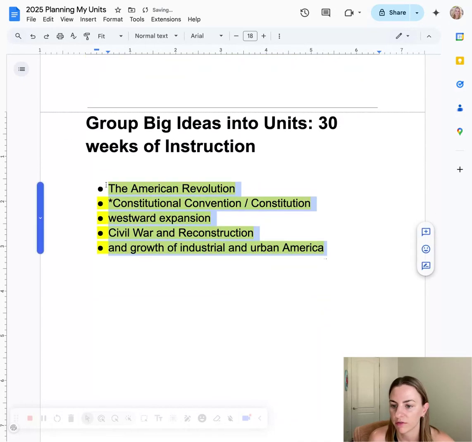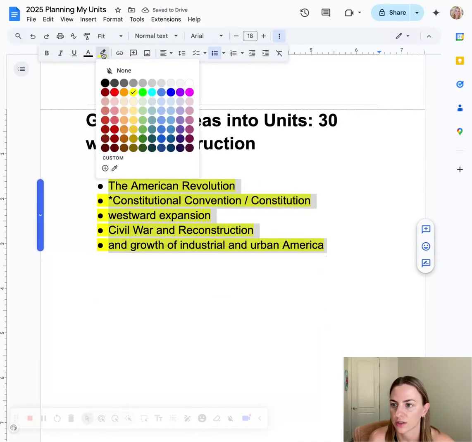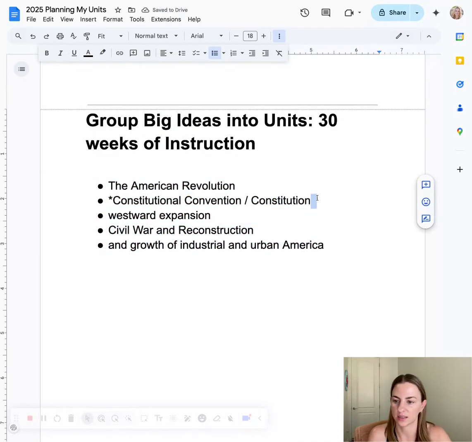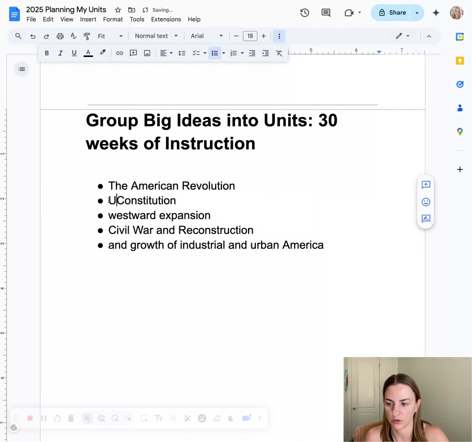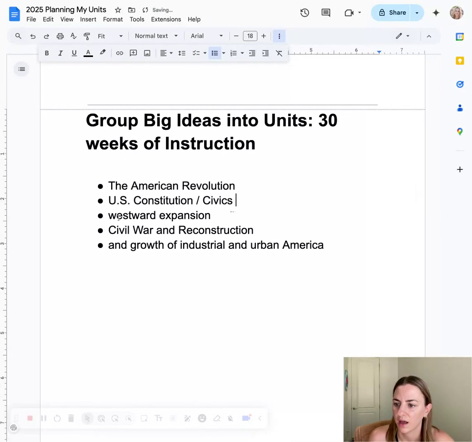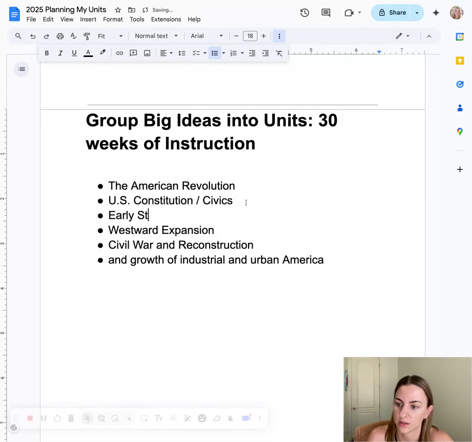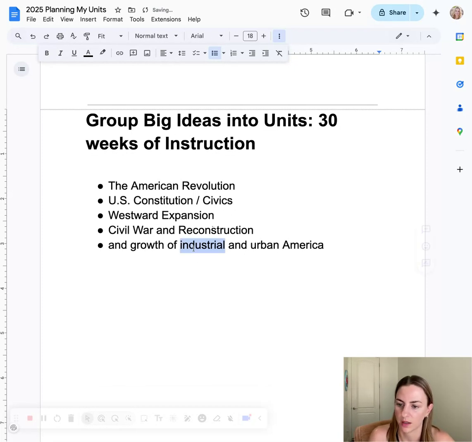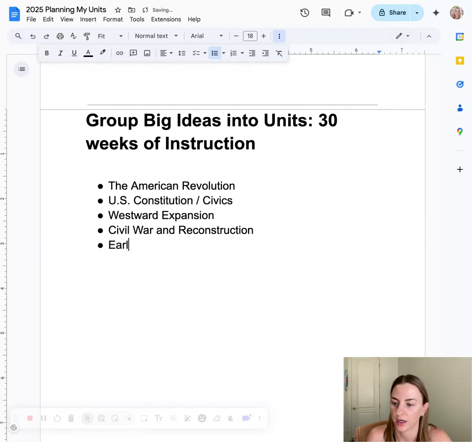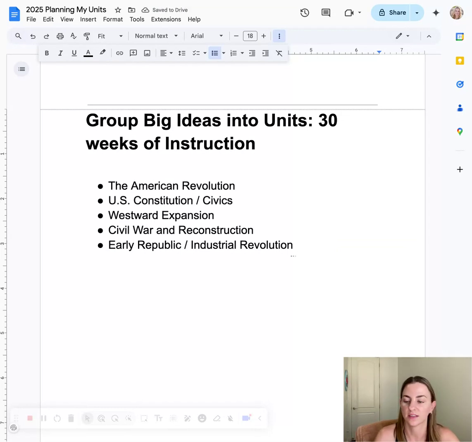Okay, so we have American Revolution, the Constitution / Constitutional Convention. I'm also going to add civics. I'm just going to call this U.S. Constitution / civics because there's a lot about civics. We have westward expansion. I'm also going to add early republic because I noticed the standards. Actually, you know what? This part, the industrialization and urban America, I'm going to add it here. Early republic / industrial revolution.